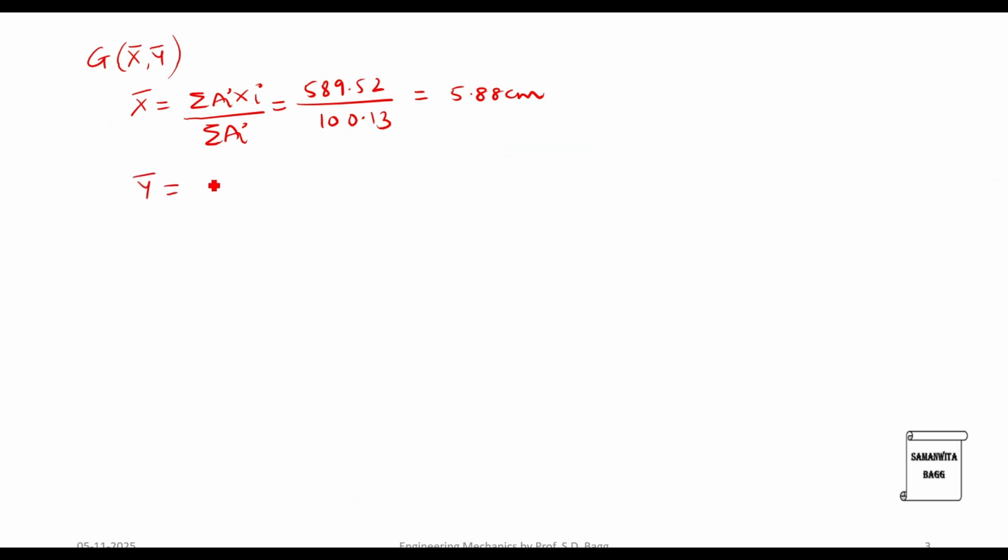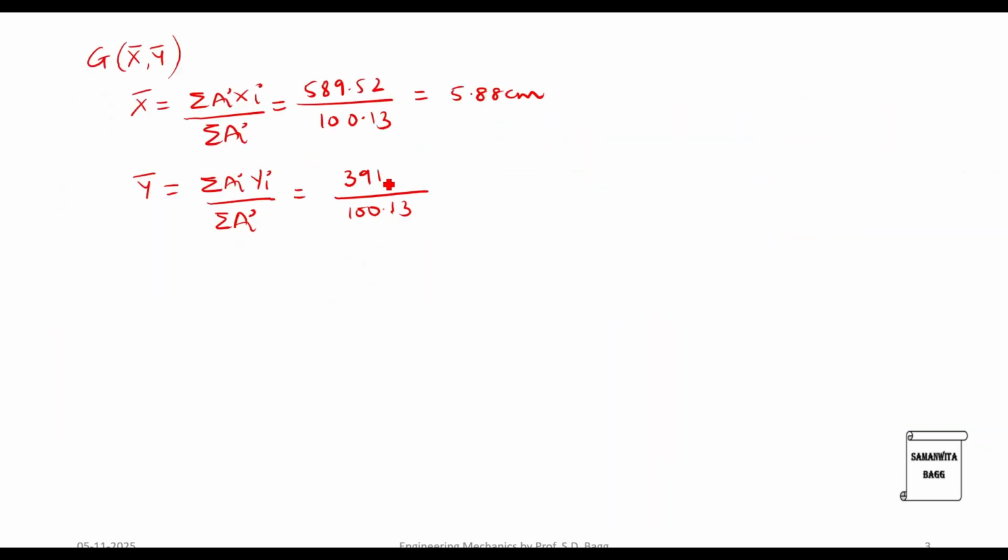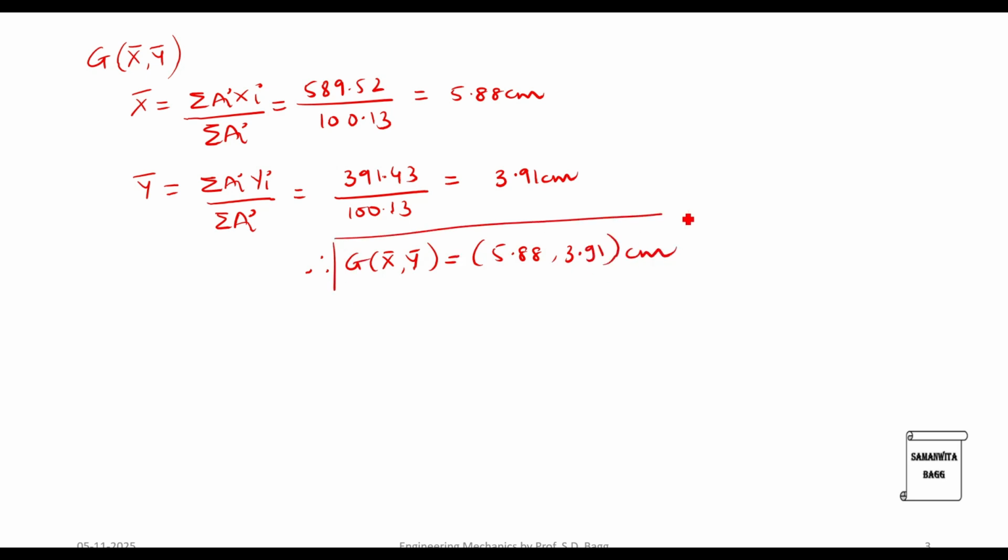And for y bar, we will use the formula summation of AI yi upon summation of AI. So this is 100.13 and this value is 391.43. So when I solve this, I get the answer as 3.91 centimeter. So my final answer, therefore, G x bar y bar is nothing but 5.88 comma 3.91 in centimeter. So this is the answer.